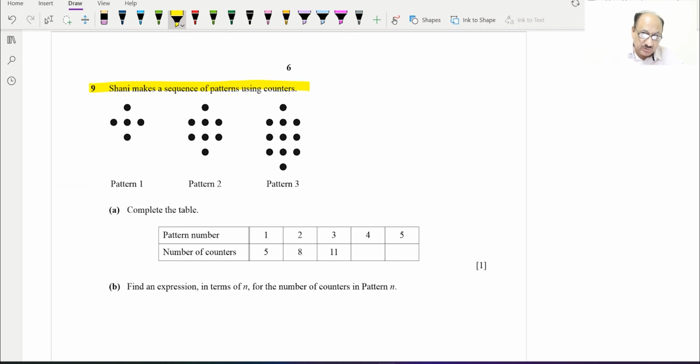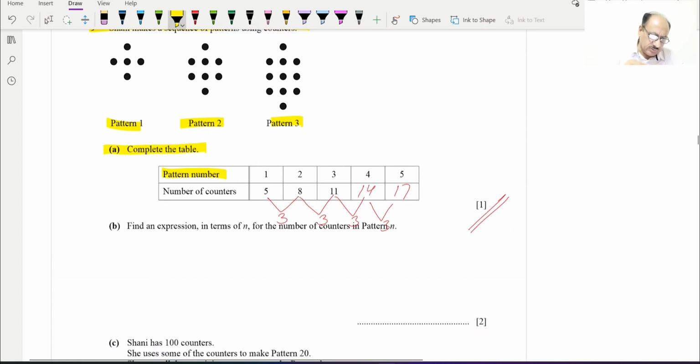Shani makes a sequence of patterns using counters. Pattern 1, 2 and 3, we need to complete the table. Pattern 1 contains 5, pattern 2 contains 8, and pattern 3 contains 11. If we check the difference between these two, it is plus 3, right? And this is also plus 3. So next, plus 3 will be 14, and 14 plus 3 will be 17. And this is how we are done with part A, and it was 1 mark.